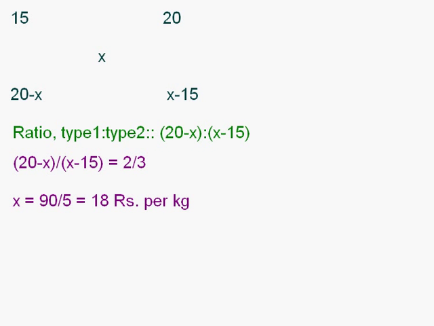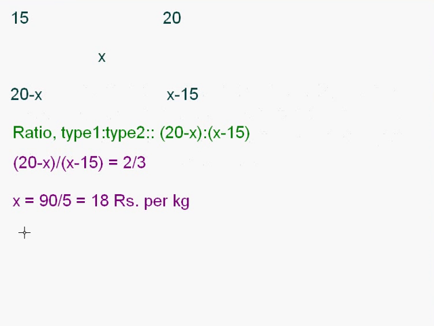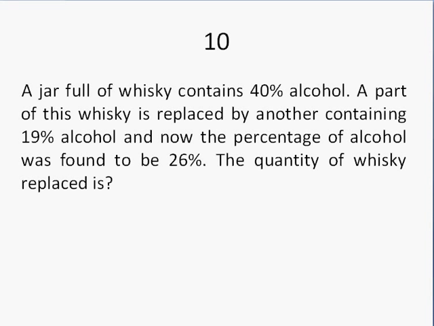Okay, so what we got: the cost of type 1 onions is rupees 15 per kg and type 2 onions is rupees 20 per kg. If both type 1 and 2 are mixed in ratio 2:3, the price per kilogram of the mixed variety of onions is, we did allegation, then ratio, compared it to the quantity, so the answer will be rupees 18 per kilogram. Okay, now we'll move to the next question, question number 10.